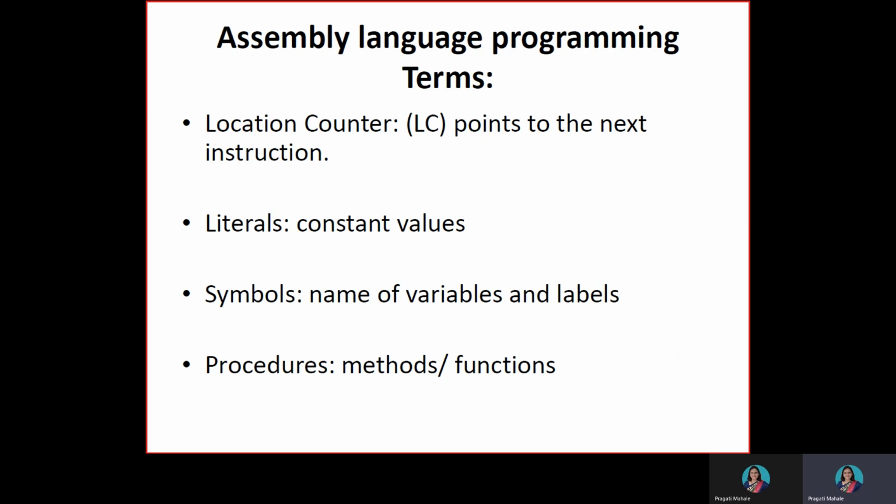Location counter is a basic term, also called LC. It points to the next instruction in the assembly language program. Literal is nothing but a constant value. The values that we define for constants that we may need in our program are called literals. Symbols are the names of variables and labels. In our assembly language source program, we need certain variables and also labels. All of these are termed as symbols. Finally, procedures are nothing but methods and functions.